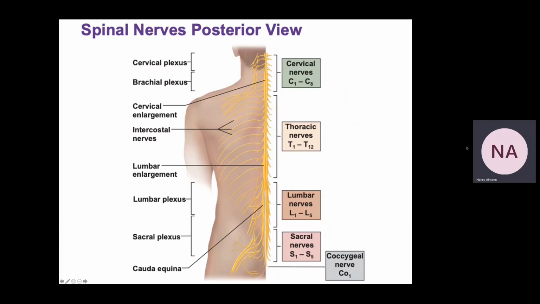Take a quick look at this diagram because it shows you the spinal cord. Again, the spinal cord ends at the level of around L1, L2. There is a cervical enlargement. There is also a lumbar enlargement. Those enlargements are slight increases in diameter of the spinal cord because that is where the nerve roots, which give rise to the brachial plexus and the lumbosacral plexuses, arise.